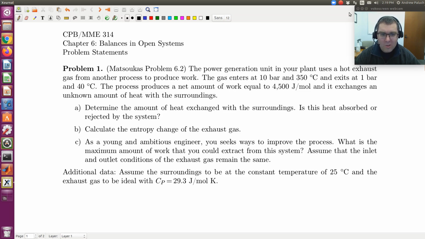Determine the amount of heat exchanged with the surroundings. Is this heat absorbed or rejected by the system? Calculate the entropy change of the exhaust gas. And then, as a young and ambitious engineer, you seek ways to improve the process. What is the maximum amount of work that you could extract from this system? Assume that the inlet and outlet conditions of the exhaust gas remain the same. We're told that the surroundings could be treated essentially as a bath at a constant temperature of 25 degrees C. The exhaust gas could be treated as ideal, and we're given a value of heat capacity.